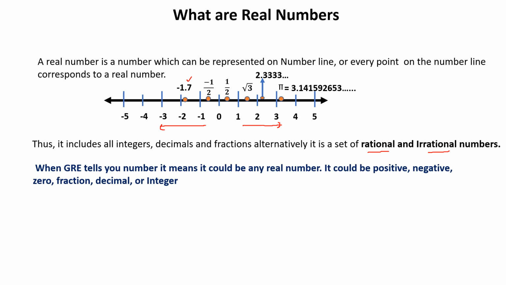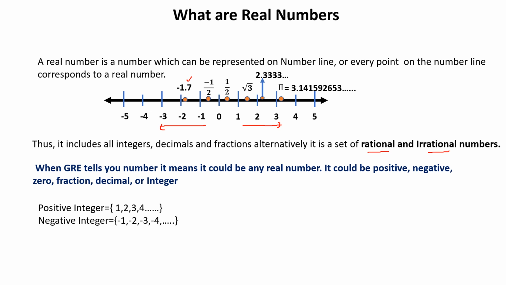Now when GRE tells you number, it means it could be any real number. It could be a positive number or a negative number, zero, or a fraction or decimal or any integer. Now if the test tells you that it's a positive integer, that means it may be 1, 2, 3, 4, 5, 6 and so on.